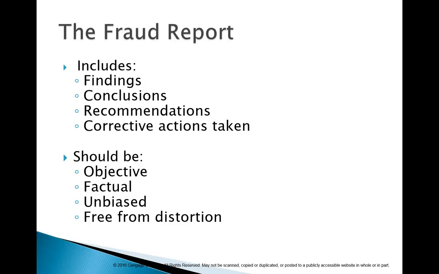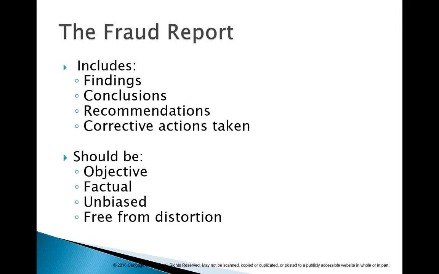But the report is not going to say, well, we couldn't prove it, but we still think this, right? Or we asked these questions, but then the questions sound like they were biased or accusatory. And so when we write that report, it's important that we conducted the interview in an objective and unbiased way, so that comes out in the fraud report, right?